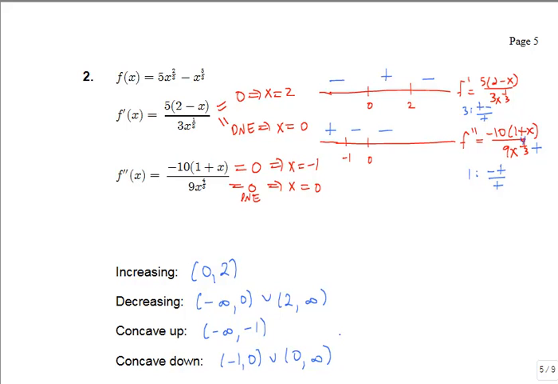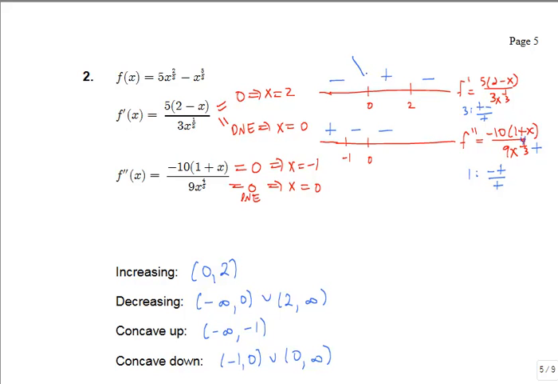Depends on the instructor and the book. Sometimes I've seen this written as just negative 1 to infinity, but I personally like to leave the 0 out because it was a critical point. Okay? Now, from this first derivative and the first derivative test, I can tell my maxes and mins.